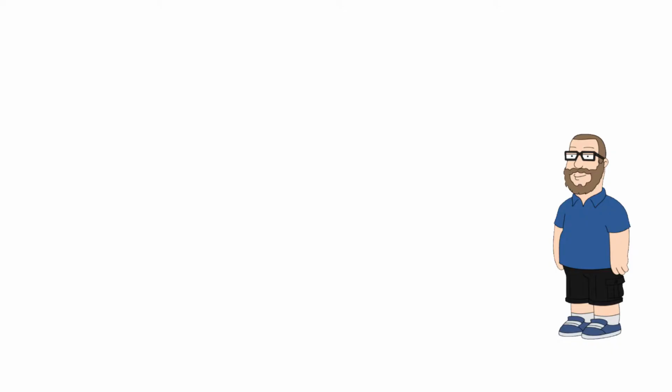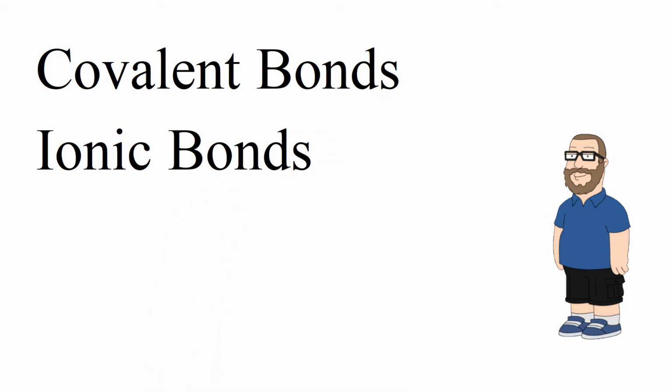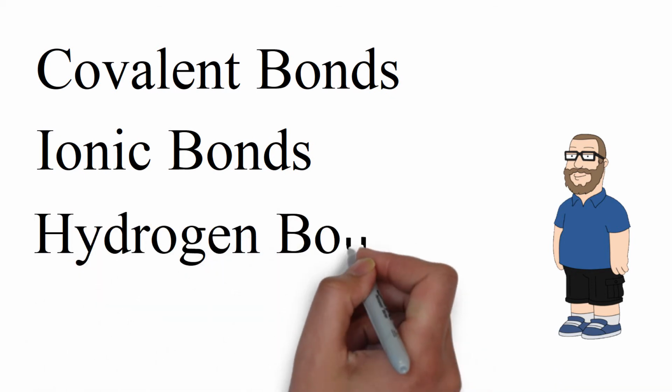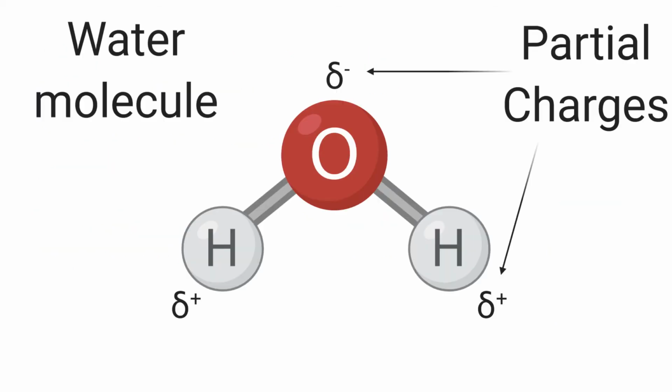Now, we've looked at the two most powerful atomic bonds, the covalent bond, where atoms share electrons, and the ionic bond, where one atom loses an electron and another one gains an electron. The next type of chemical bond on our list is called a hydrogen bond, and it's based on a concept we've seen before. It's based on the fact that some covalent bonds are polar.